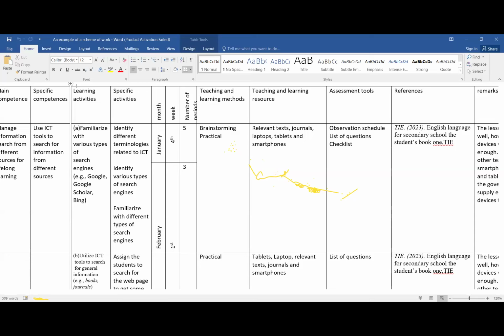So if you find that the learning activities and the specific activities are expanded or big, you have to increase also the number of periods. But that is how you can divide it. Do you get the point?